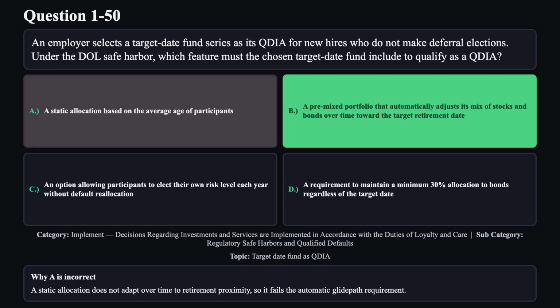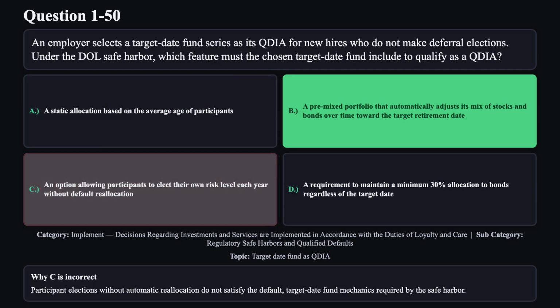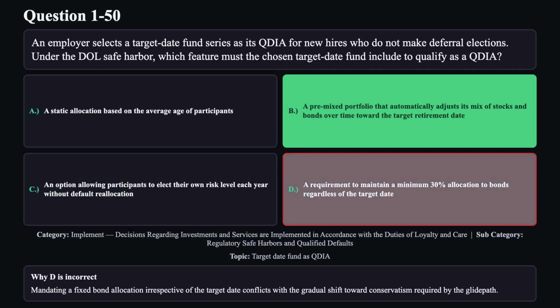Reason A is not correct. A static allocation does not adapt over time to retirement proximity, so it fails the automatic glide path requirement. Reason C is not correct. Participant elections without automatic reallocation do not satisfy the default target date fund mechanics required by the safe harbor. Reason D is not correct. Mandating a fixed bond allocation irrespective of the target date conflicts with the gradual shift toward conservatism required by the glide path.